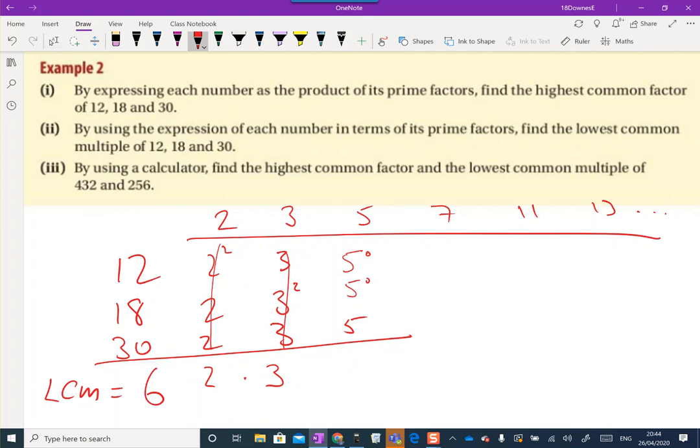Okay, moving on to the next one. That's the highest common factor. I wrote that wrong. Okay, it is the highest common factor I calculated. Okay, we do the same again.